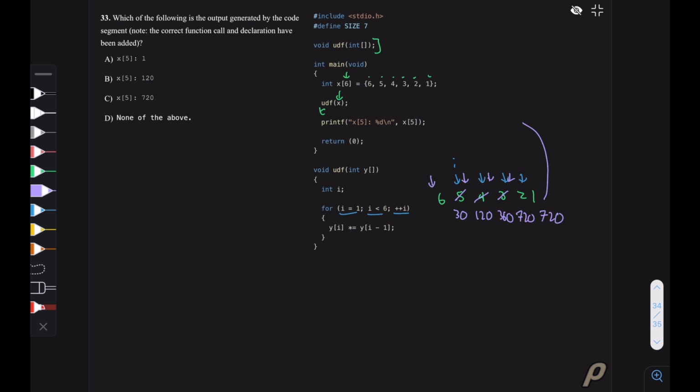So if you remember, this gets passed back up because it's passed by address. So this x is basically just going to be the array for x, same values and everything. So x of 5, so 0, 1, 2, 3, oh, whoops, sorry. The 6 remains the same, so that's still the first value. So 0, 1, 2, 3, 4, 5. So it's going to be 720. So C is going to be our correct answer.